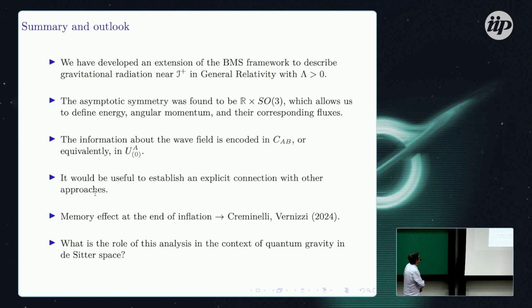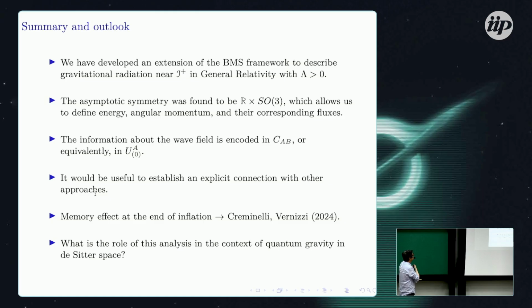Okay, this is all I'm going to show you. Let me make a brief summary and outlook. What we did, we developed an extension of this BMS framework for positive cosmological constant near scri plus for nonlinear gravity, without linearizing the equations. We found that the asymptotic symmetry algebra was R times SO(3), and we used this symmetry to define an energy, a flux of energy and a flux of angular momentum. And we also found that the information of the wave is encoded in this tensor C_AB, or equivalently in this tensor U_A, that of course has two components, as it must.